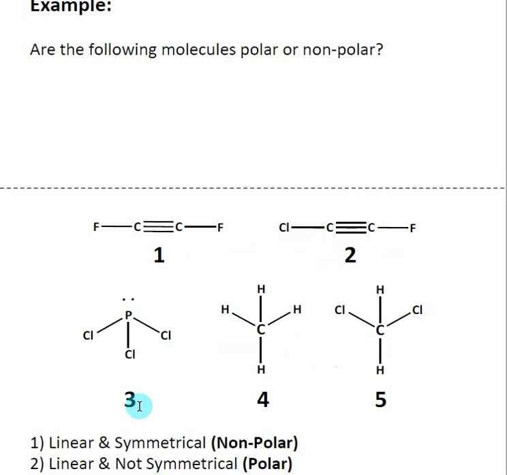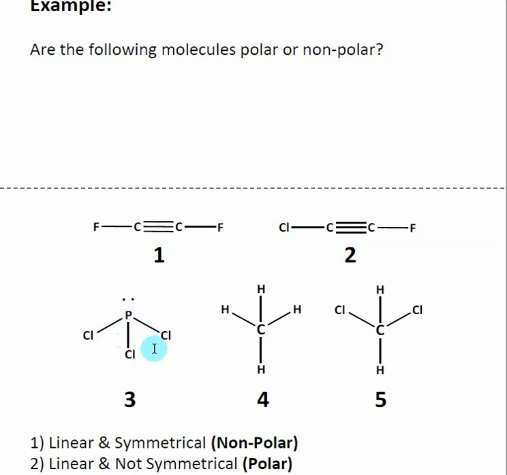So we go to 3 here, and the first thing I want to look at is what's the molecular geometry of the central atom inside of here. So there's 1, 2, 3, 4 groups of electrons, but one of those groups of electrons is a lone pair electron. So this is trigonal pyramidal.